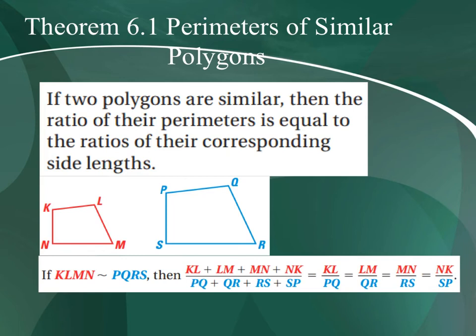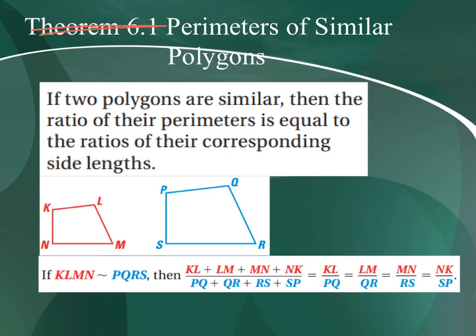The next is the theorem of what we just did. Again, Theorem 6.1 doesn't mean anything to us. It does have a name. So if you ever had to use this as a reason in a proof, you would say perimeters of similar polygons. And it states that if two polygons are similar, then the ratio of their perimeters is equal to the ratio of their corresponding side lengths.